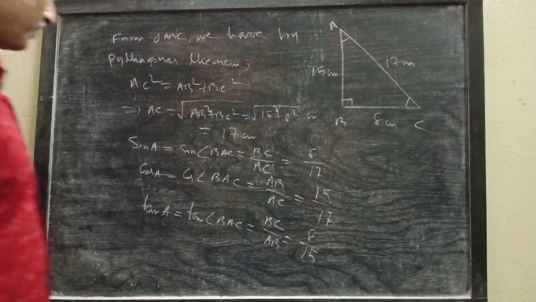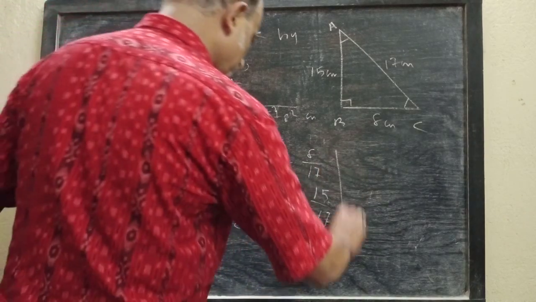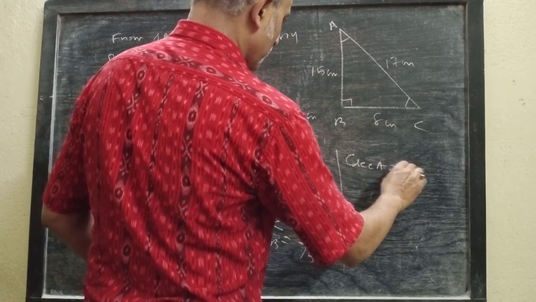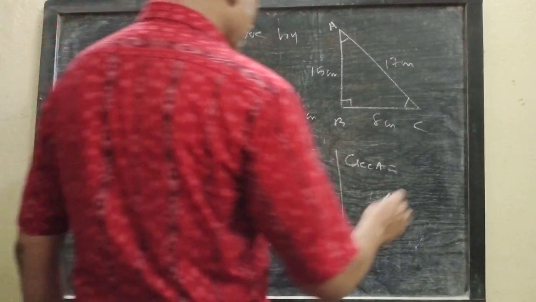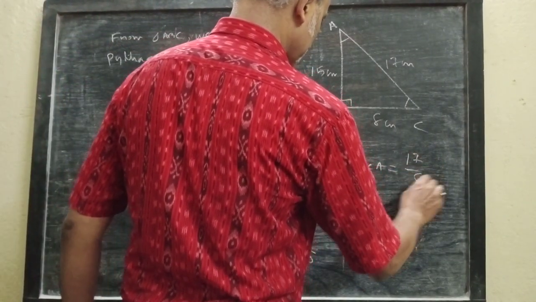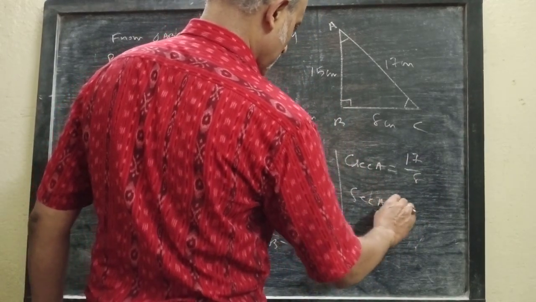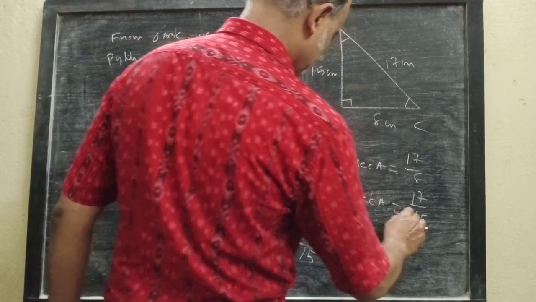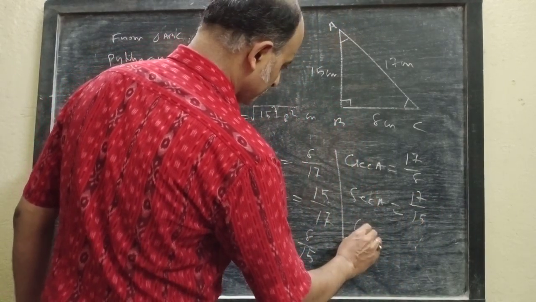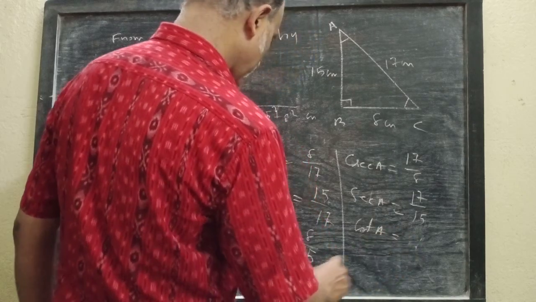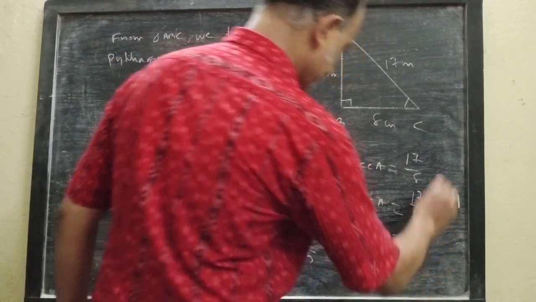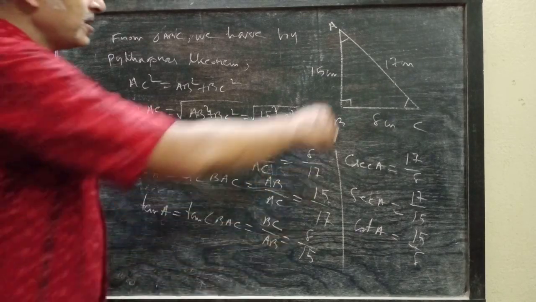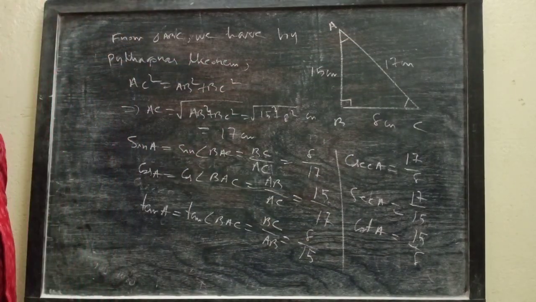8 by 15. Now write the reciprocals here. Cosec A will be 17 by 8. Sec A will be 17 by 15. Then cot A. Cot A will be 15 by 8. Okay, so we have calculated all the ratios of the angle A.